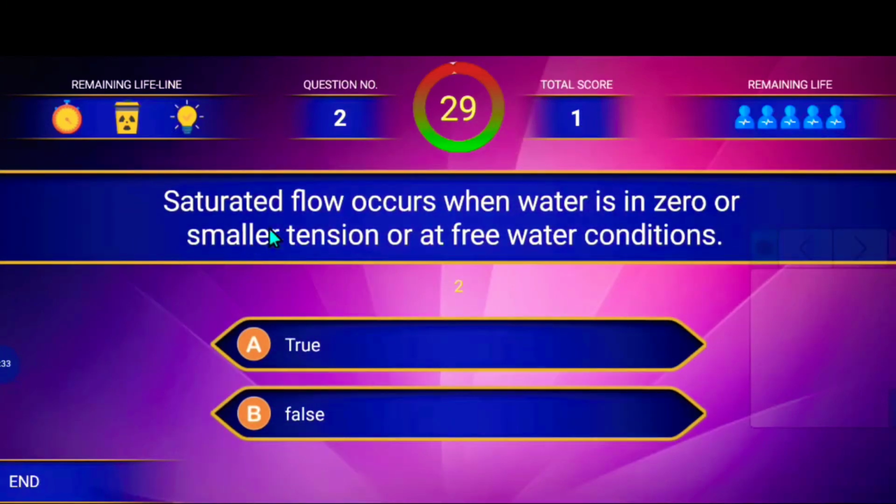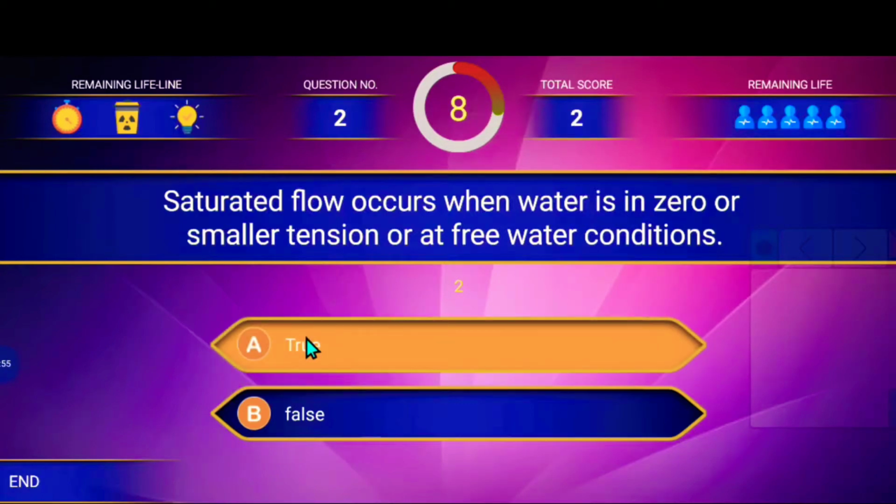The second question is: saturated flow occurs when water is in zero or smaller tension or at free water condition. So it is a true false question. First option is true and the second option is false. The correct option is true, this sentence is always true. Next question.